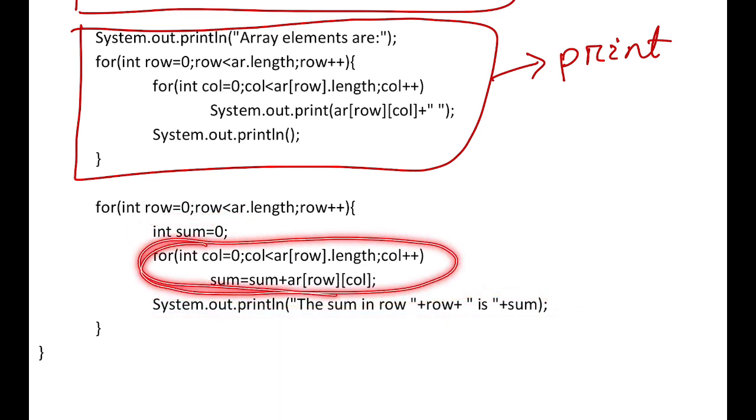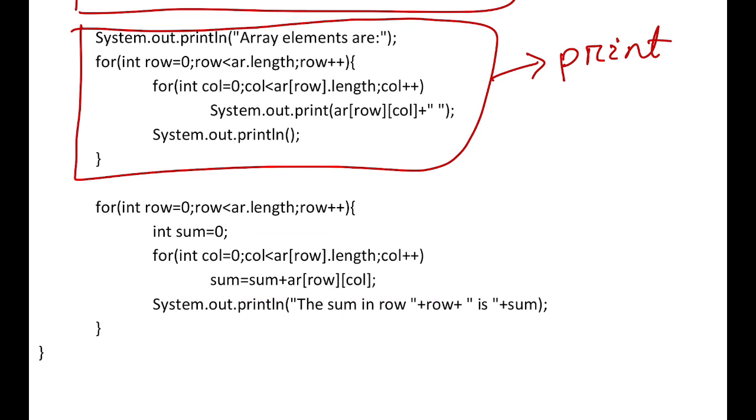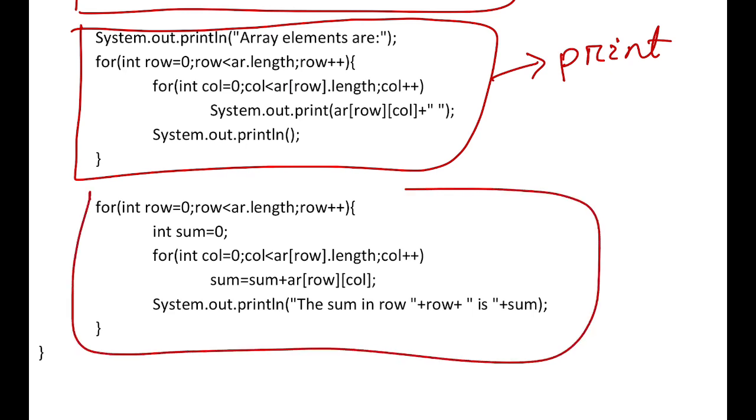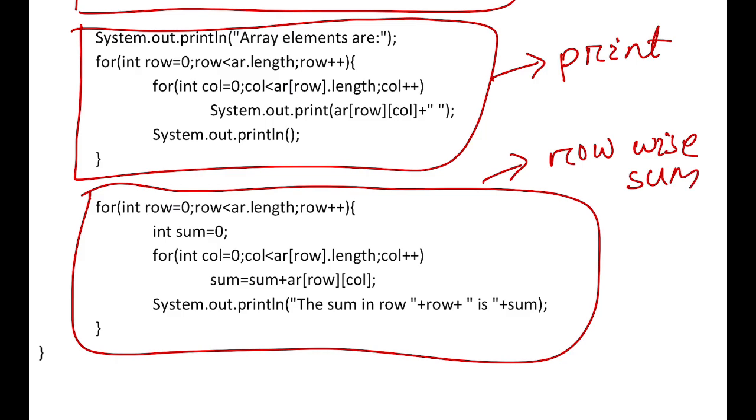And again this loop is going to execute and compute the sum in one row. Then when the loop terminates, print the sum, again initialize the sum, and again compute the sum in one row and print. So this is the simple way to compute and print the row wise sum.